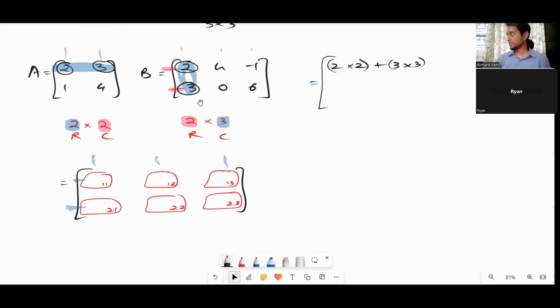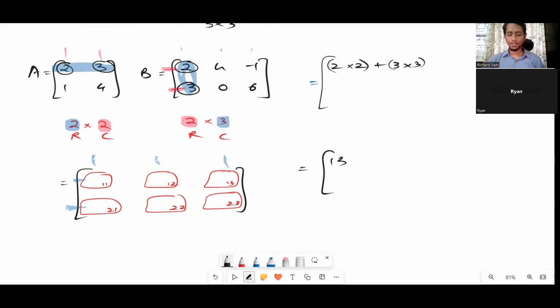That is how you get the first value. So as I said, first row from here and first column from here. So how do we calculate this? This 2 into 2 plus this 3 into this 3. That's to get the first answer here. So what does it tell me? 2 2s are 4. 4 plus 9. What is 4 plus 9? 13. That's your first answer.